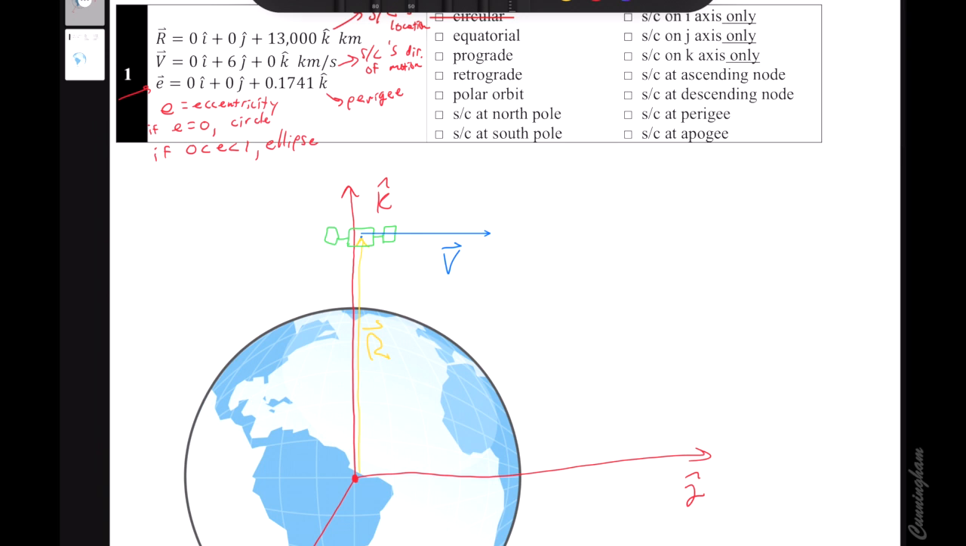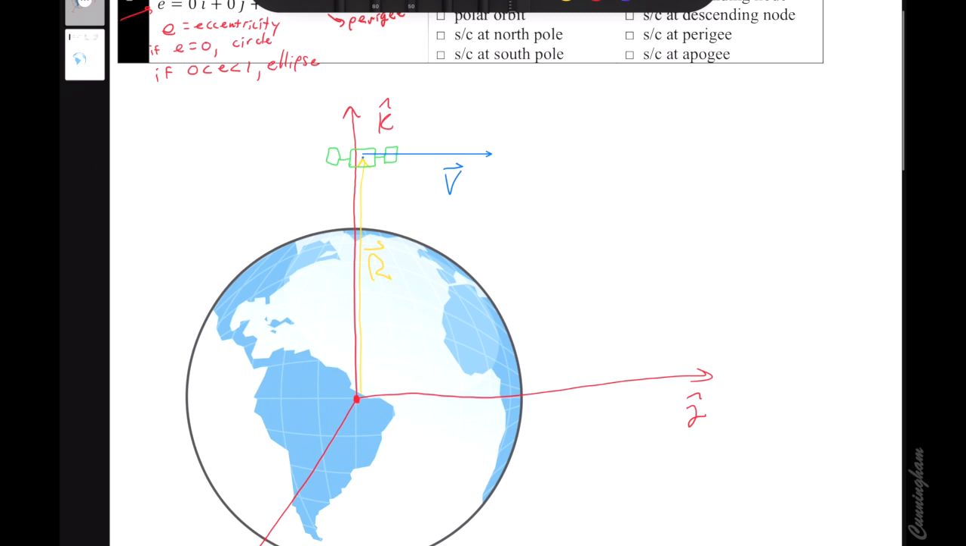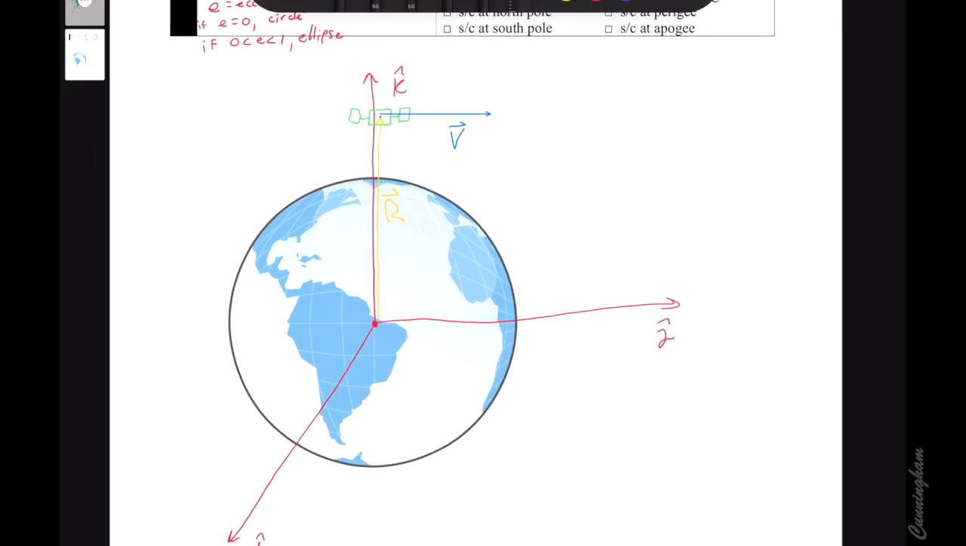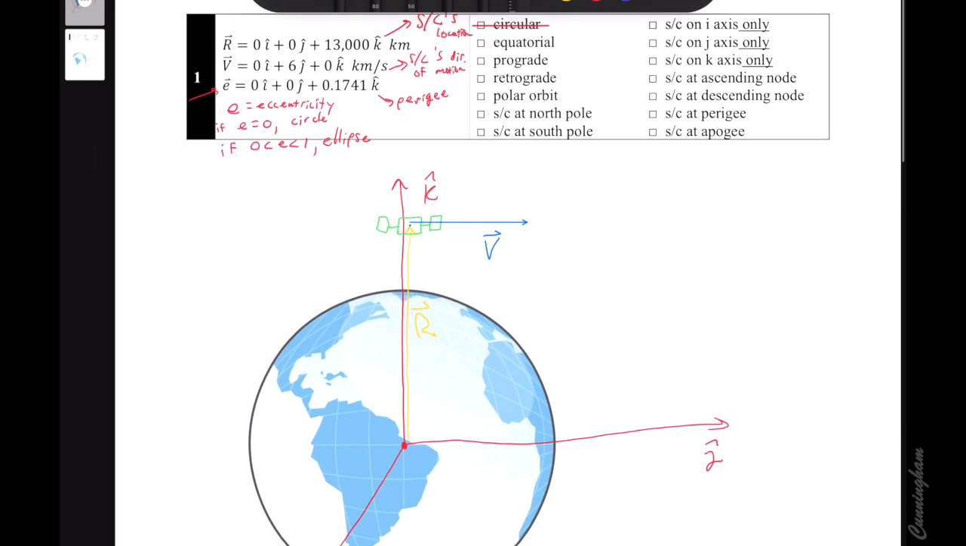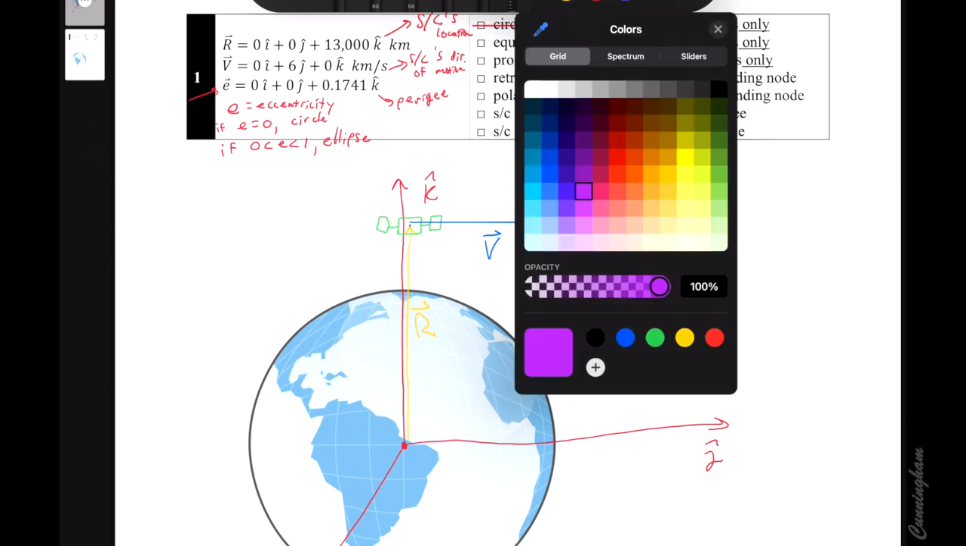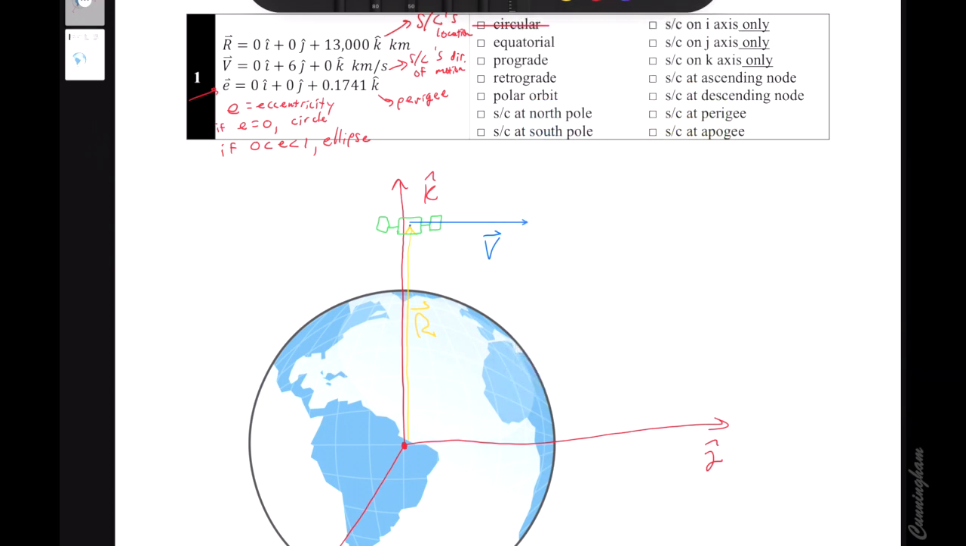So just kind of getting ourselves set up here. We drew ijk. I drew my r vector with respect to the little ijk axis that I drew, and then I drew the v vector with respect to the satellite. Now, let's do purple. Yeah, or magenta, or fuchsia, or whatever. Correct me in the comments.